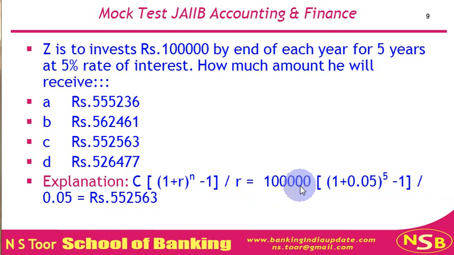1 lakh, rate of interest is 5%, time period is 5 years, minus 1 divided by the rate of interest, that is 0.05. When we make the calculation, we get the answer 552563. Means C is our answer.